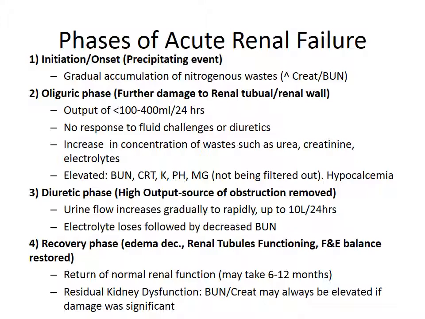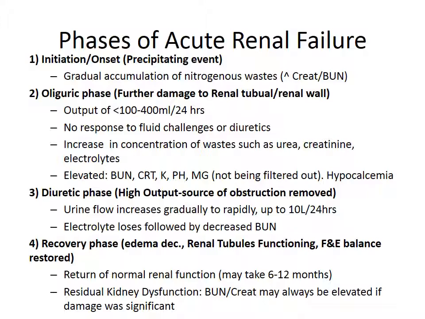During the oliguric phase, there is no response to fluid challenges or diuretics. Fluid challenges are when the physician orders a bolus of IV fluid anywhere from 500 to 1,000 cc's in an effort to increase urinary output by increasing volume within the vascular system. An increase in concentration of waste such as urea, creatinine, and electrolytes will be seen during the oliguric phase, resulting in an elevated BUN, elevated creatinine, elevated potassium, elevated phosphorus, and elevated magnesium. This is due to these products not being filtered out. Additionally, you'll also see hypocalcemia.